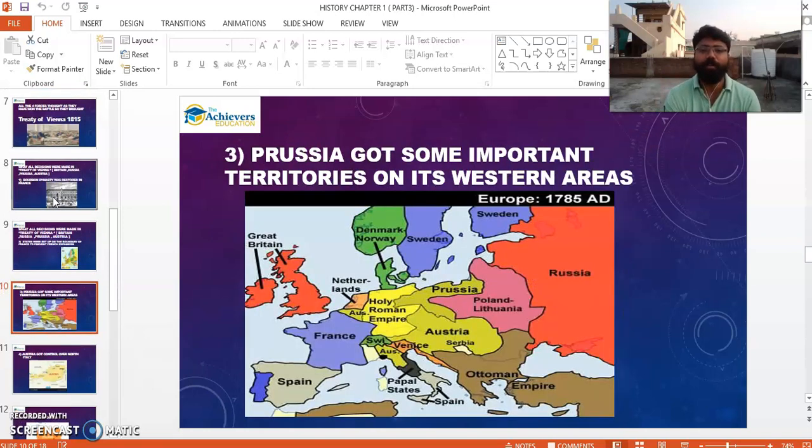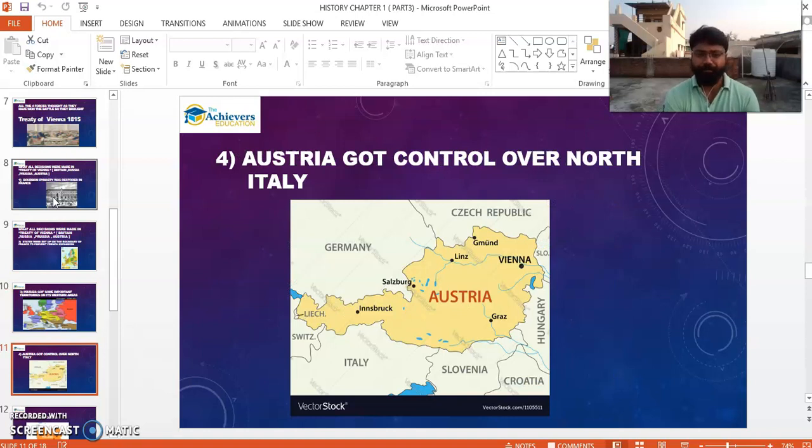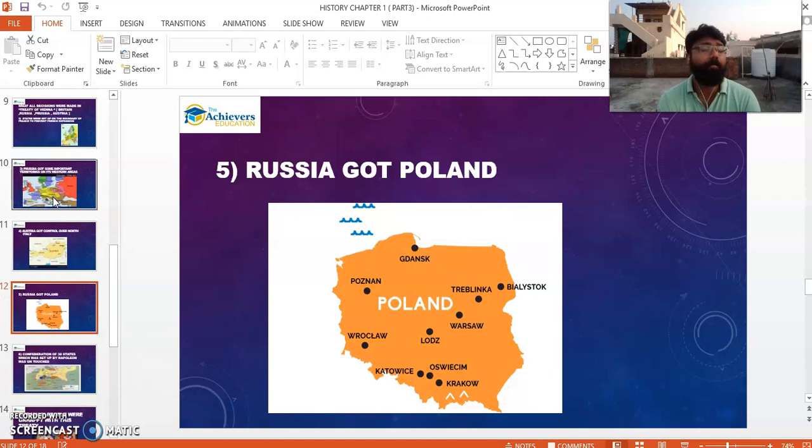And then third one, Prussia got some important territories on its western areas, as you can see on the slide. I have marked the diagram there. So Prussia also got some small territory beside it on its western areas. Fourth, Austria got control over North Italy. As you can see how Austria has been expanded in the diagram also. Then Russia got completely Poland. The entire Poland was now in control of Russia.